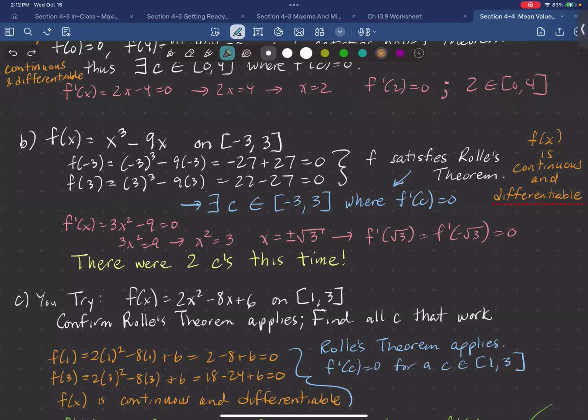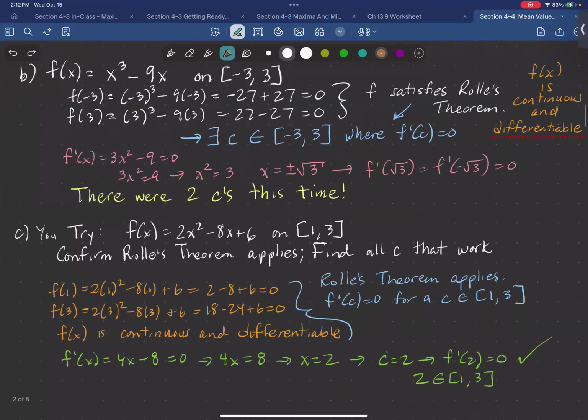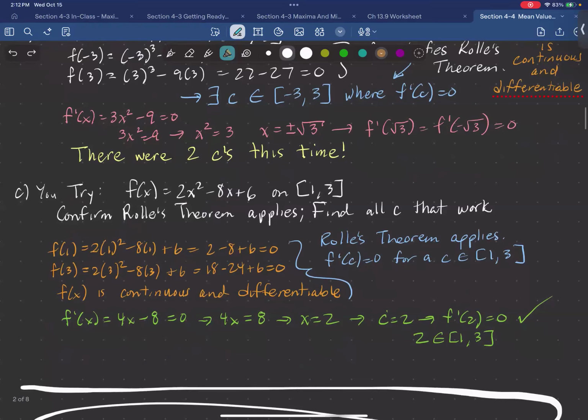So let's take the derivative. The derivative is 4x minus 8. We solve by setting that equal to 0. We get 4x equals 8, x equals 2. And 2 is definitely in 1 to 3. Okay, that's how Rolle's theorem works. In part B, we're going to do the mean value theorem.